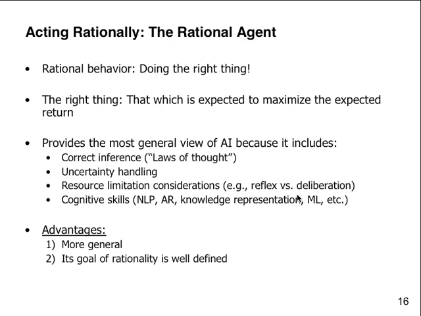The rational behavior says you're doing the right thing. So you get this in robotic behavior all the time. When it walks into a wall 10 times, is it really acting rationally? No. Rational behavior is, after you hit the wall once, you back away and then go in a different direction, which is what a human would do. So that's kind of the test in terms of rational behavior, providing the most general view of AI because it covers correct inference, laws of thought, uncertainty handling, and resource limitations considerations.